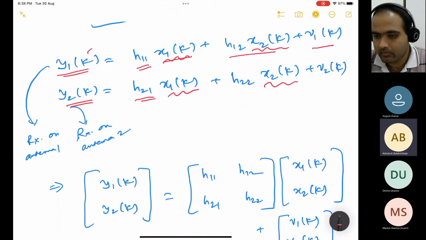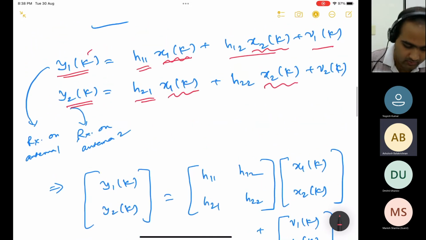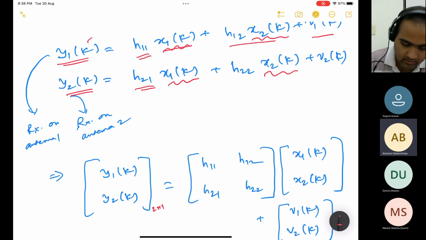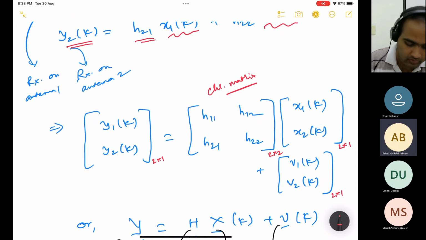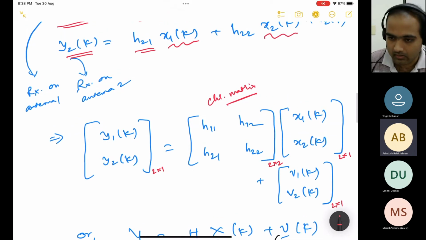If we try to represent these two equations in matrix form, we can represent this system of equations as y1[k], y2[k], which is a 2 cross 1. Then we have the channel matrix or channel gain matrix, which is a 2 cross 2. Then you have what you are transmitting, which is again a 2 cross 1, plus the AWGN, which is again 2 cross 1. This is at a single time index.